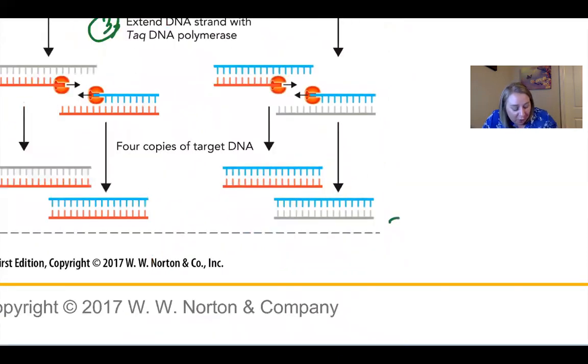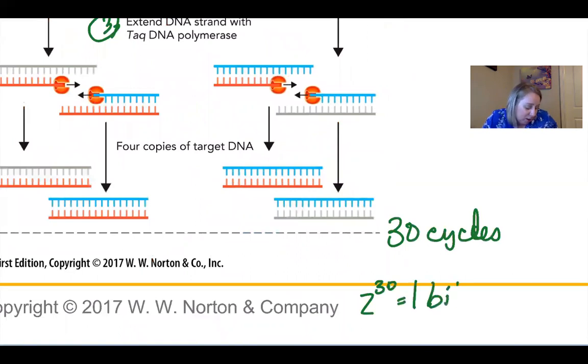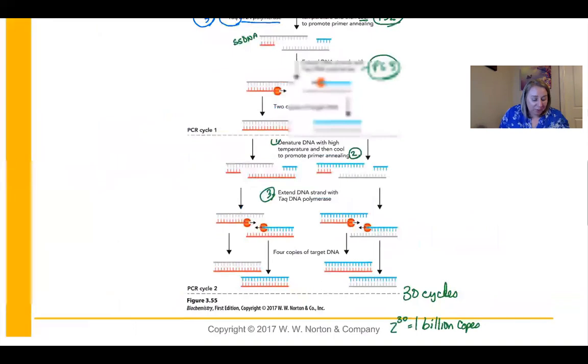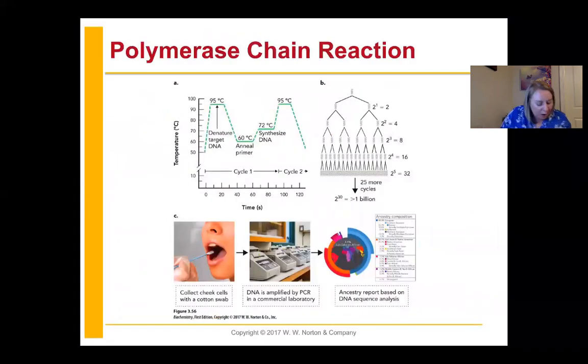So if you went for 30 cycles, that's 2 raised to the 30, that gives you about a billion copies. It's amazing, right? And it's really great because you really only had to start with one piece of DNA. You could use not only something you isolate in the lab, but it also could be from a patient sample, maybe from a cheek swab or something like that, where you don't normally get a lot of DNA from that sample.